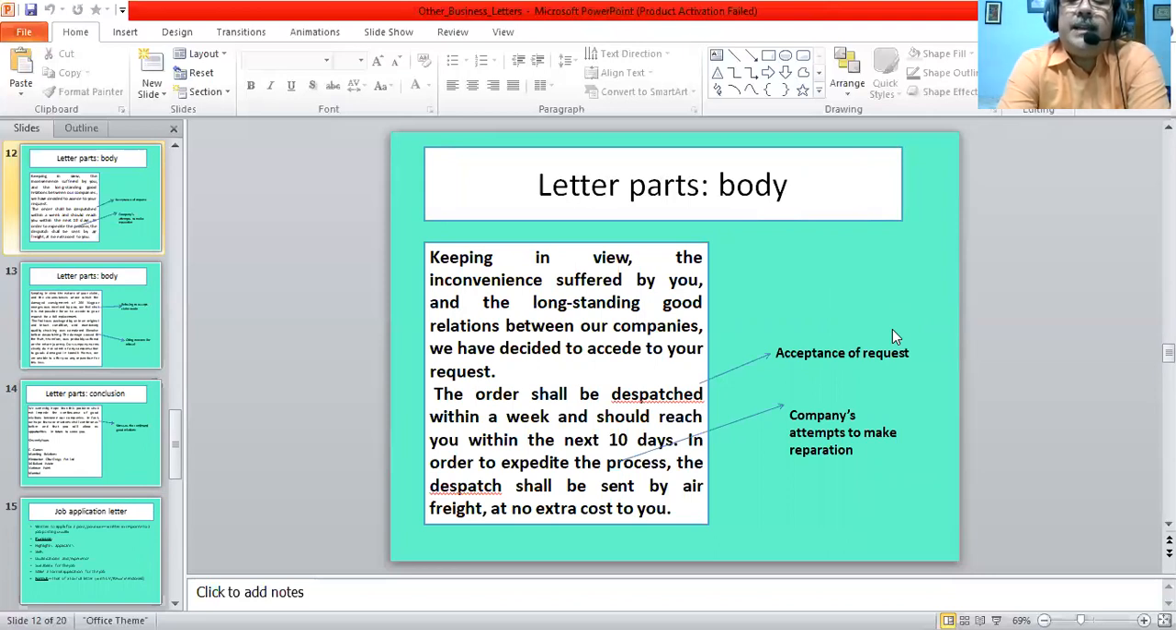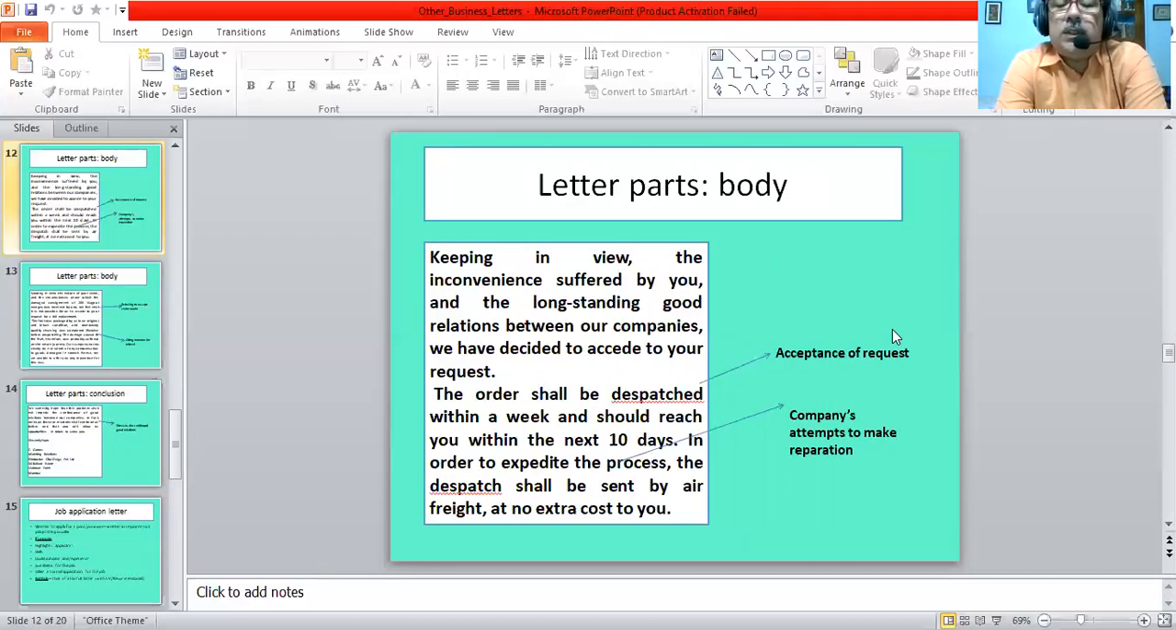Keeping in view the inconvenience suffered by you and the long-standing good relations between our companies, we have decided to accede to your request. So the request or the claim that has been made is being accepted over here. And also there's a reference to the good relations which have been there between the two companies for a very long time. So the order shall be dispatched within a week and should reach you within the next 10 days. In order to expedite the process, the dispatch shall be sent by air freight at no extra cost to you.